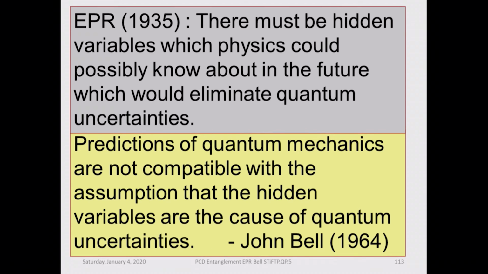Predictions of quantum mechanics are not compatible with the assumption that hidden variables are the cause of quantum uncertainties. So, the cause of quantum uncertainty is not a local hidden variable.